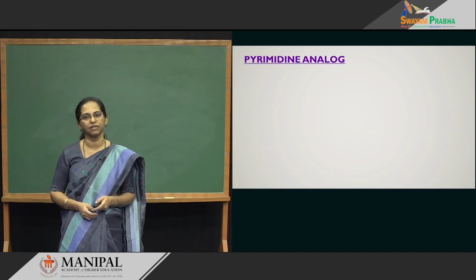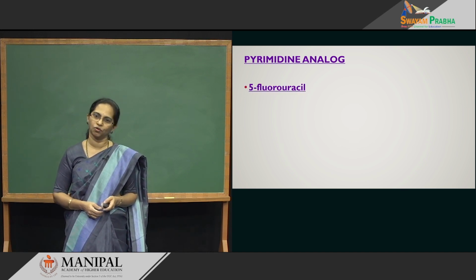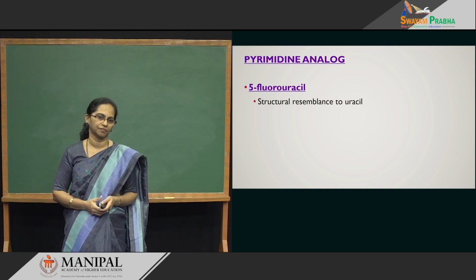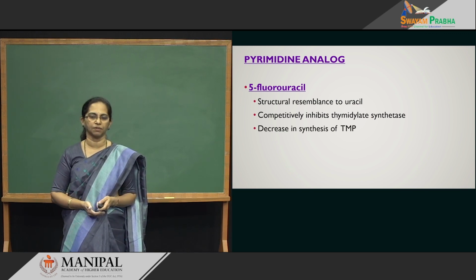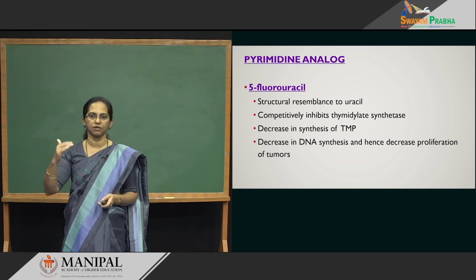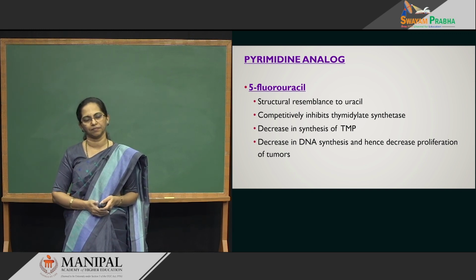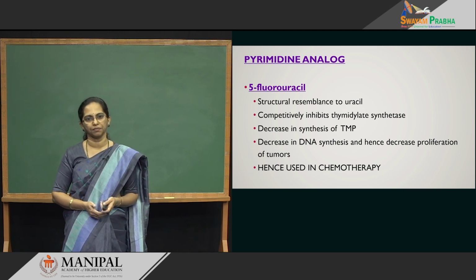So, let us begin with the first one, that is the pyrimidine analog. The most commonly used anti-cancer agent, 5-fluorouracil. It has structure similar to the uracil. Uracil is a pyrimidine, so it resembles pyrimidine structure. And by using this, you will block which enzyme? Thymidylate synthase. So, if you block this enzyme, what will happen? No pyrimidines, no TMP production, and so DNA synthesis comes down, cell division comes down, cell proliferation comes down, you are trying to cure cancer. So, that is why 5-fluorouracil is commonly used in chemotherapy.